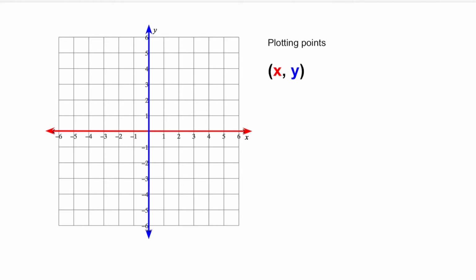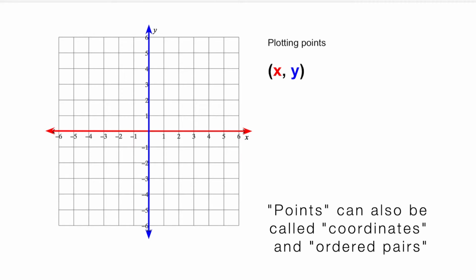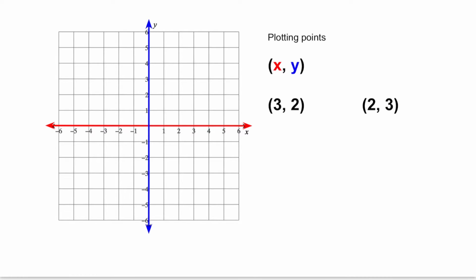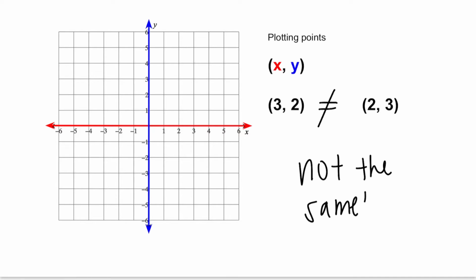When graphing and identifying points on the coordinate plane, every point is labeled with the x-coordinate, comma, the y-coordinate, and then having parentheses around both of these numbers. These can be described as points, coordinates, or ordered pairs. The order of these numbers matters. For example, (3, 2) is not the same as (2, 3).